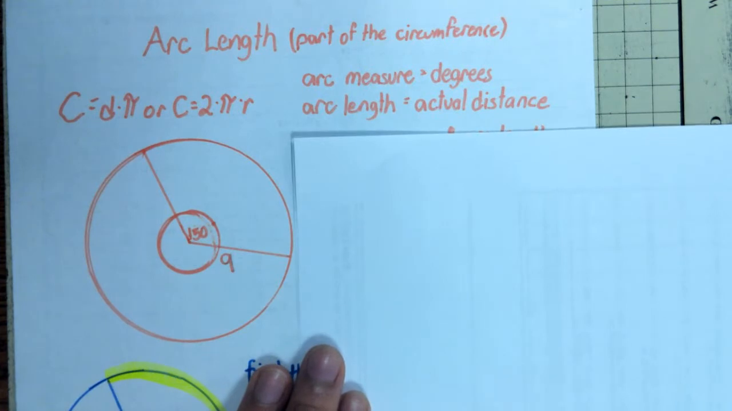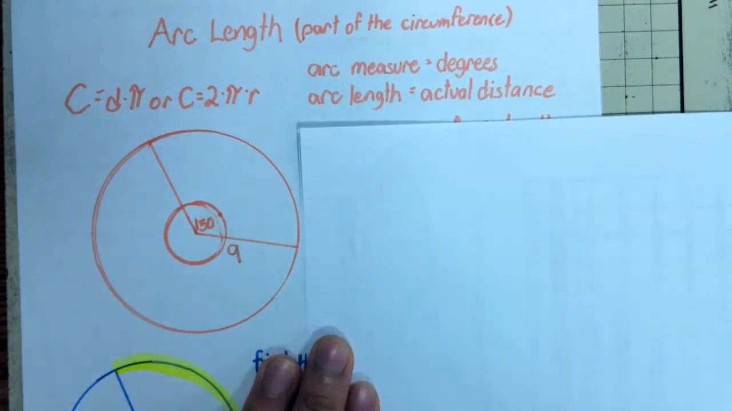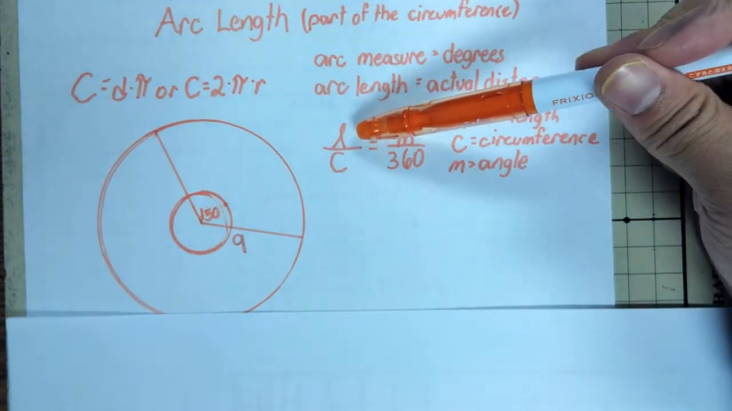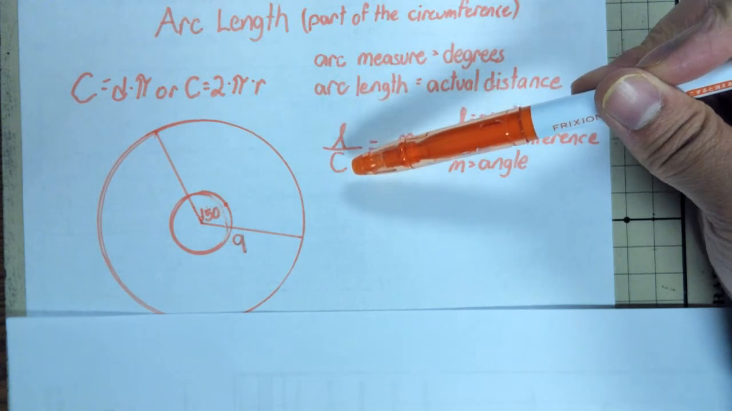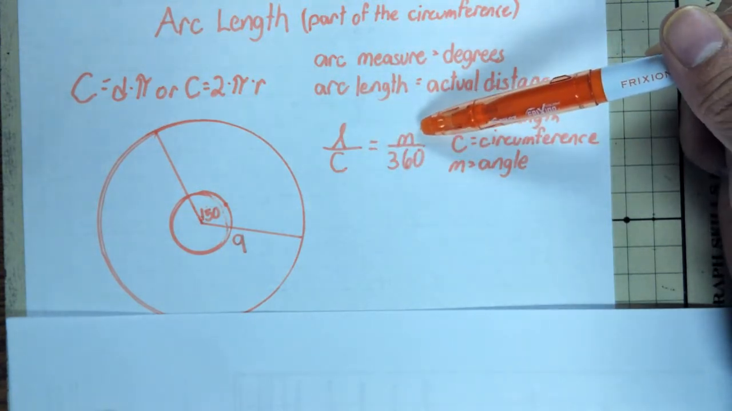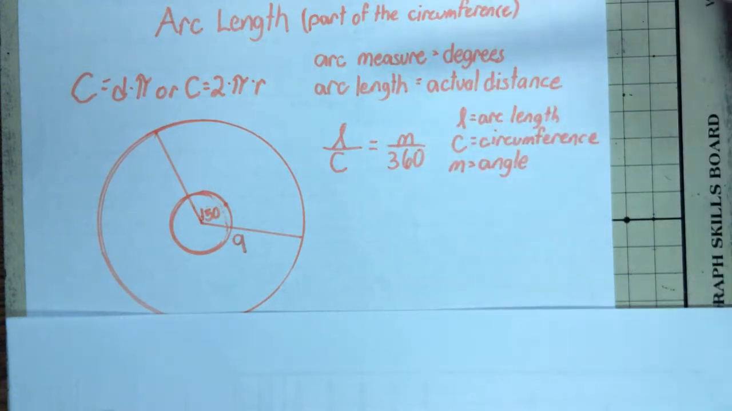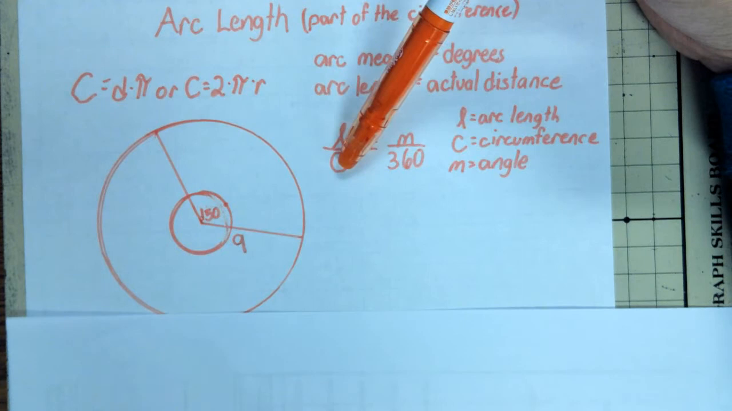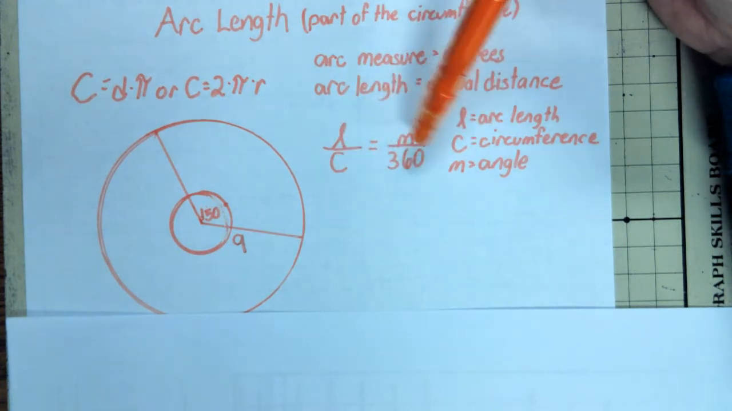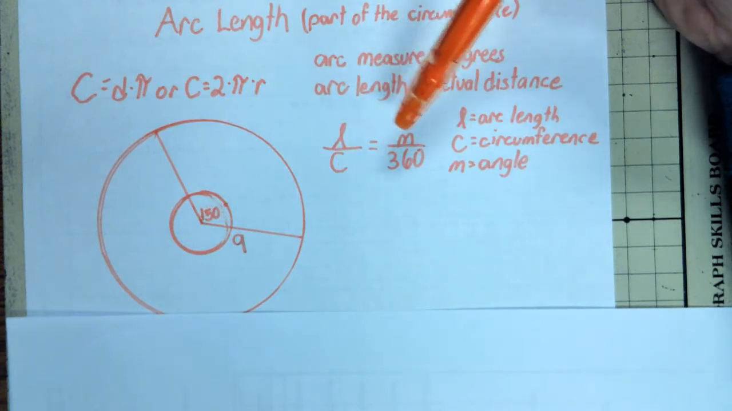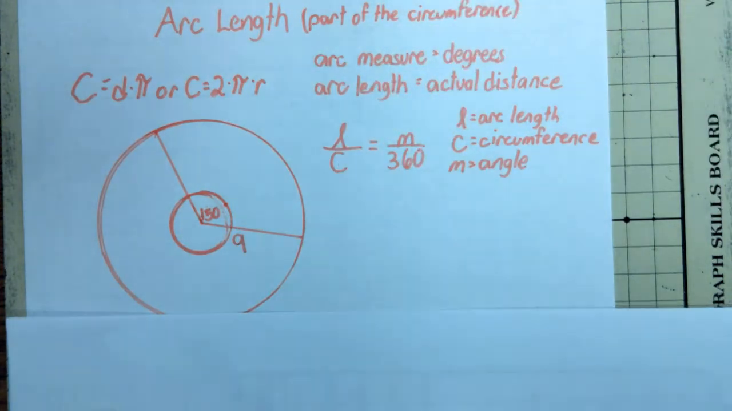Alright, just like with sector area, we can set up a proportion to solve for arc length. My proportion is part of the circle over the full circumference equals part of the angle over the full angle. L over here stands for arc length, C is my circumference, and M is my angle. So part over whole equals part over whole.